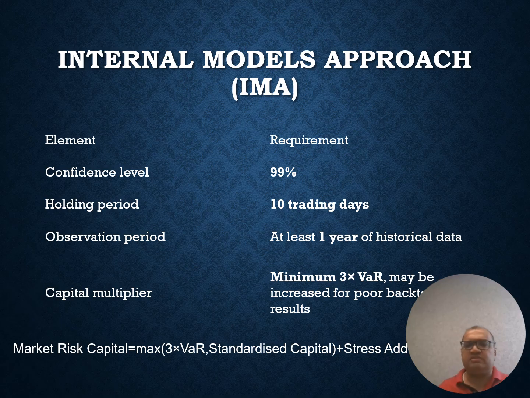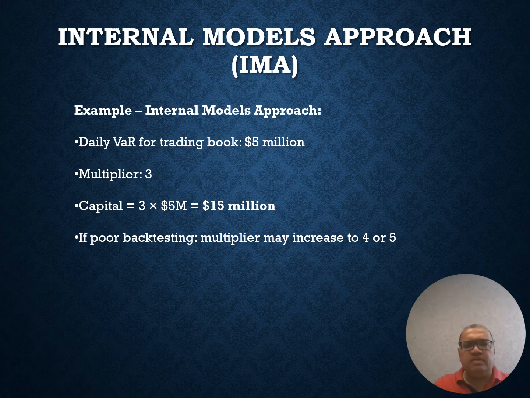So I will repeat, what is VAR? It's a very lengthy concept, but simply stated, it's the maximum loss you can have over a 10-day period with a probability of 99%. There are models around it, and the capital multiplier would be keeping 3% of the VAR. And if you feel that 3% is not sufficient, you can keep 4 or 5% as well. So again, it's the internal models approach. Say the daily trading book VAR is $5 million, multiplied by 3, so 3 into 5, 15 million. If there is poor back testing, it will increase. It's a very simple example, because VAR has some other major implications as well.